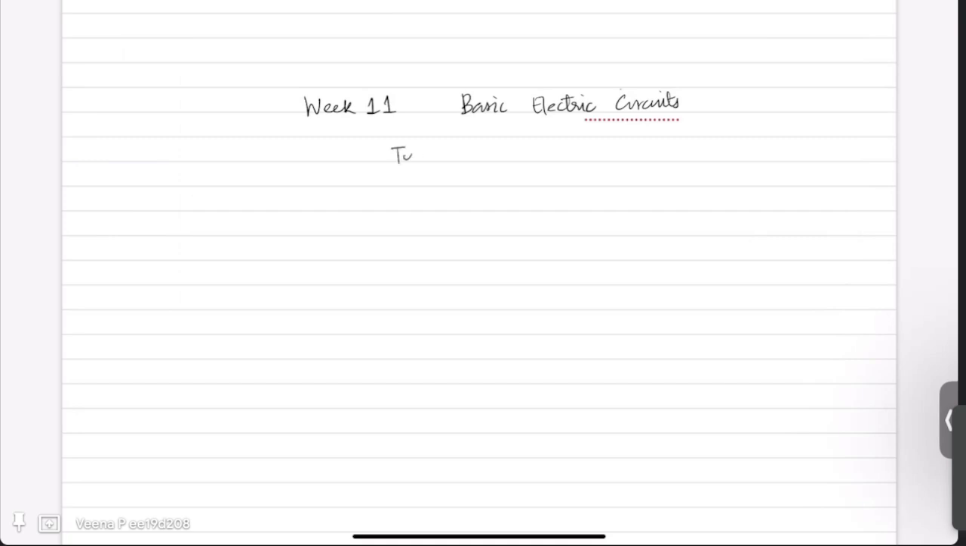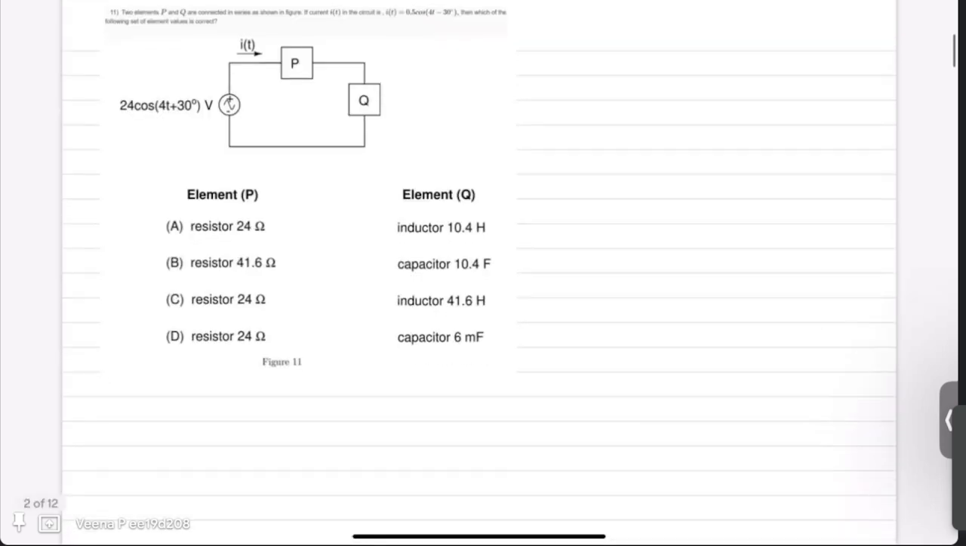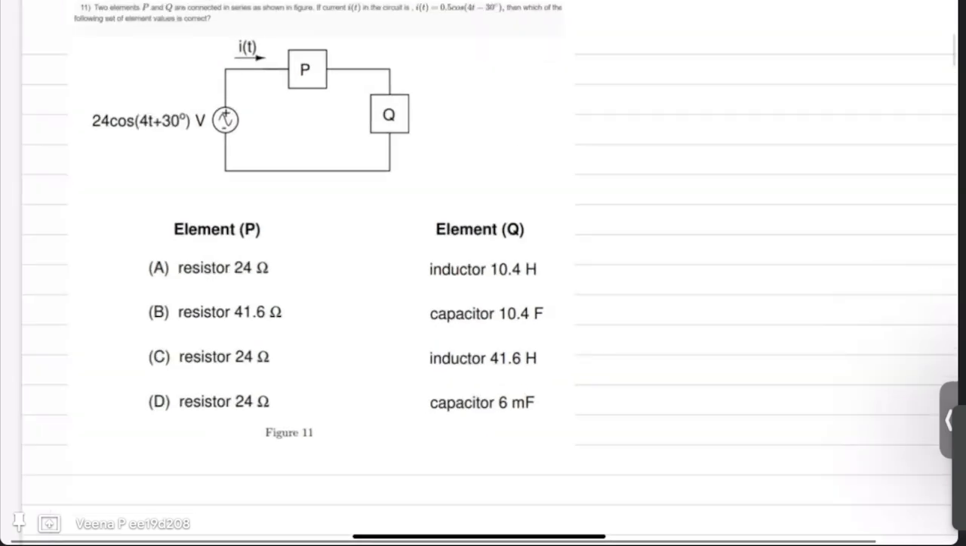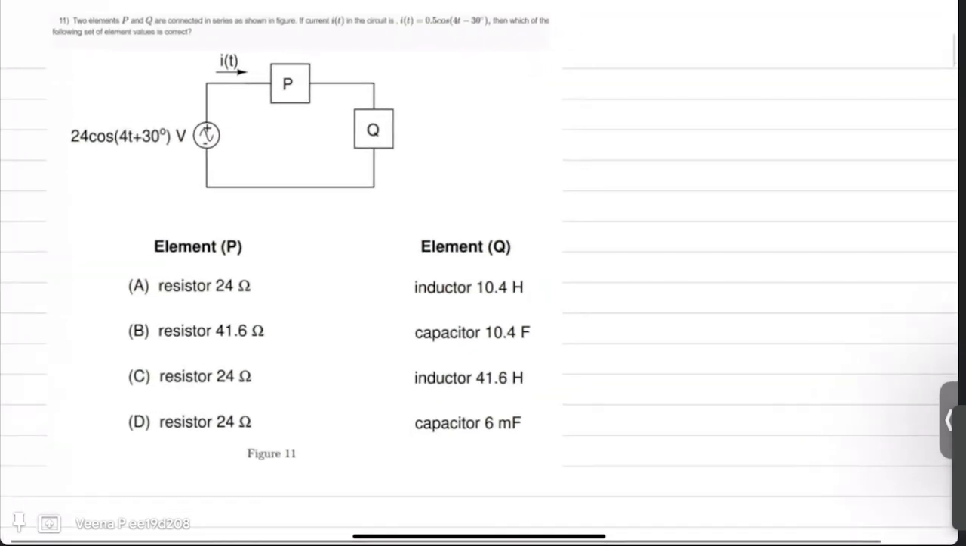Today we'll be discussing some tutorial problems, sample problems. So the first question is, two elements P and Q are connected in series as shown in the figure. If the current i of t in the circuit is 0.5 cos(4t minus 30 degrees), then which of the following set of element values is correct? Please go through the question.